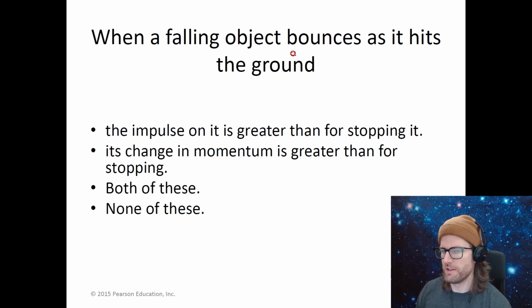Okay, when a falling object bounces as it hits the ground, the impulse on it is greater than for stopping it. That sounds true. Its change in momentum is greater than for stopping. That sounds like the same thing stated twice, so I'm going to say both of these.